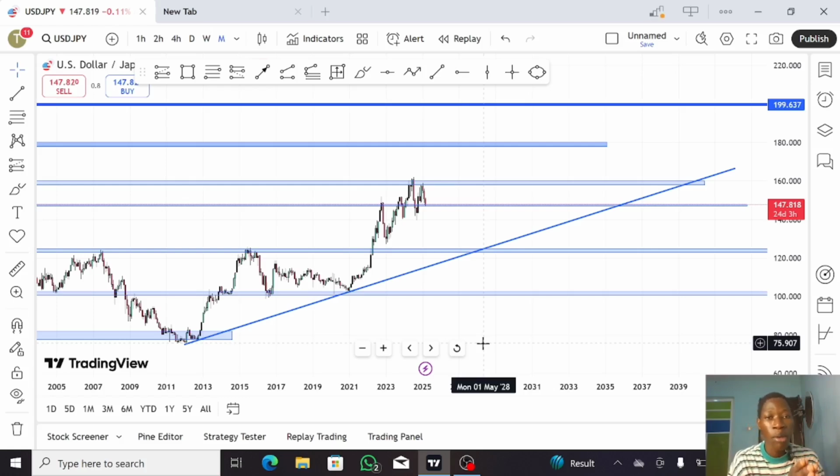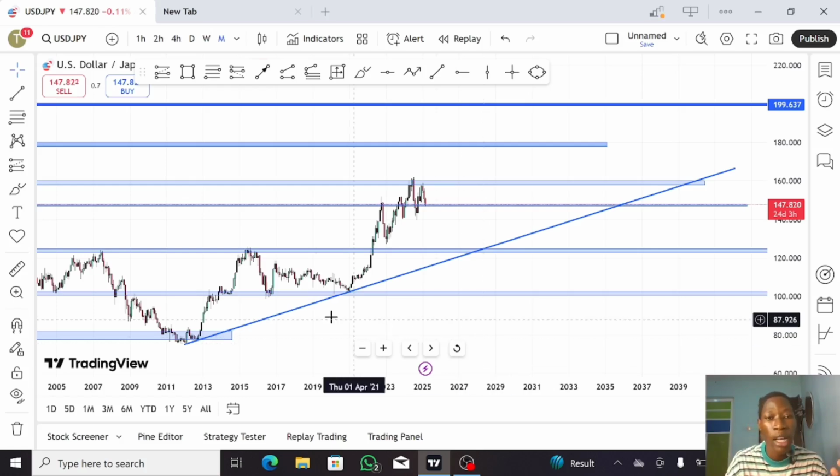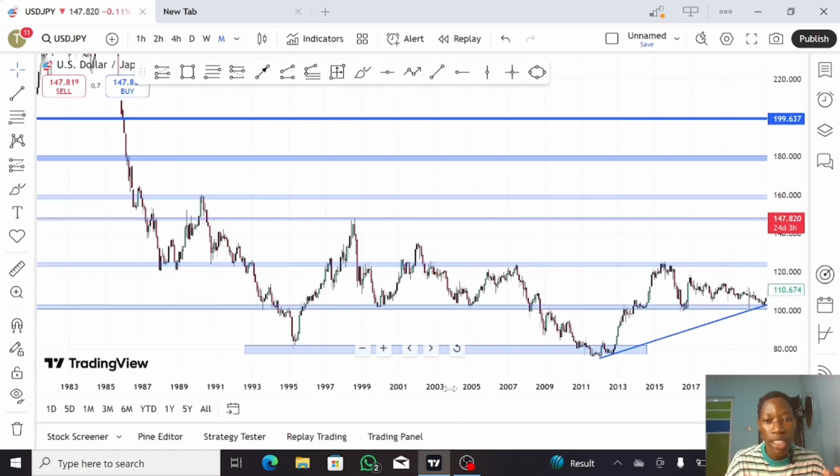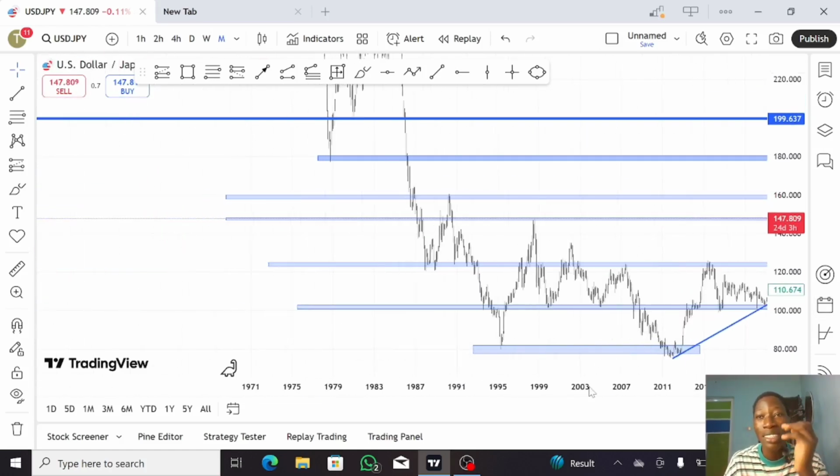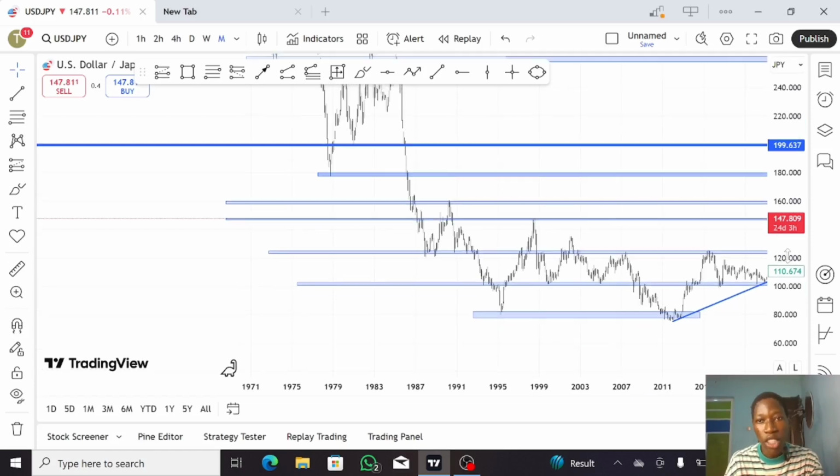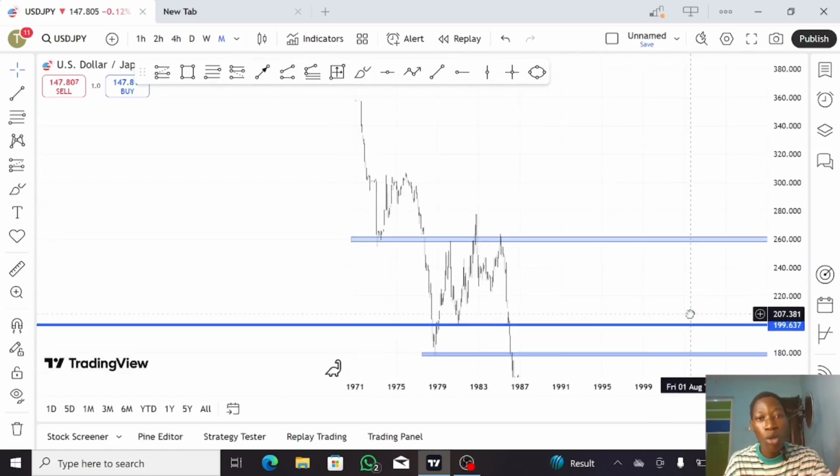Now, this is the monthly time frame, and what you do on the monthly time frame is simply to map out your key levels, right? Just understand the flow of the market, where the market is going. Do you understand? If you check this market very well, this is like the whole chart, right?